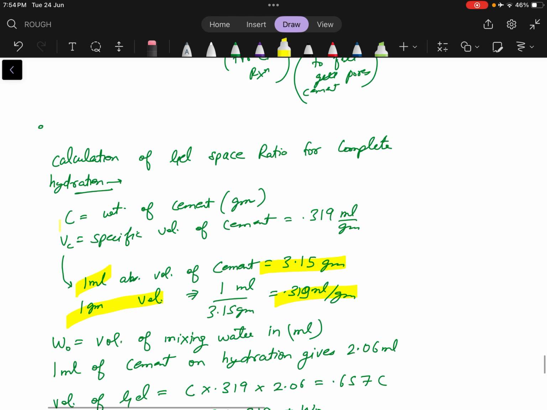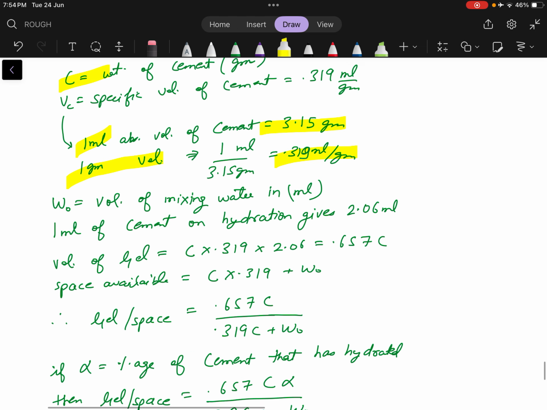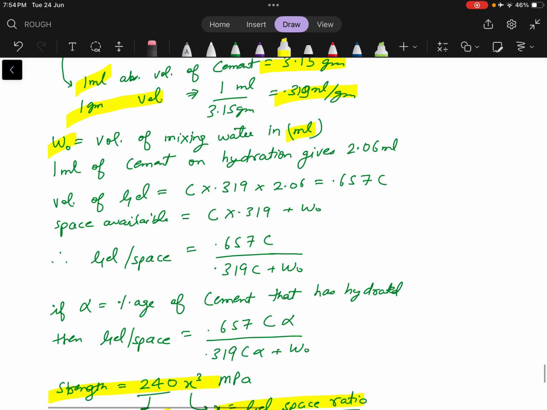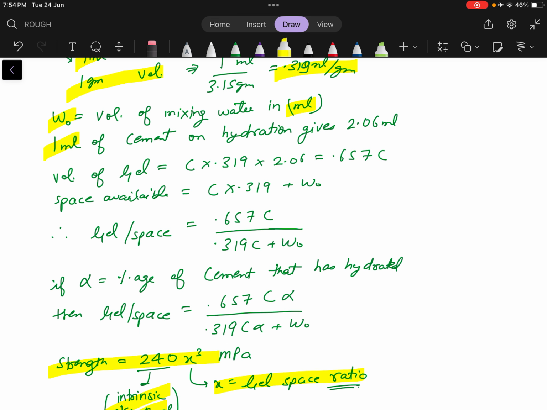So suppose there is C gram of cement and W naught ml of water is mixed. And it is known that 1 ml of cement, when it is hydrated, it gives 2.06 ml of gel. So now volume of gel will be C gram of cement into 0.319 ml per gram, this much ml of cement, and into 2.06 this much ml of gel, that is 0.657 C.